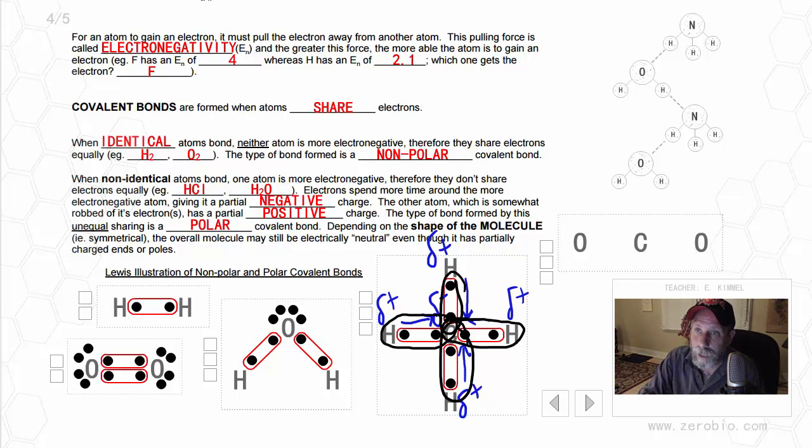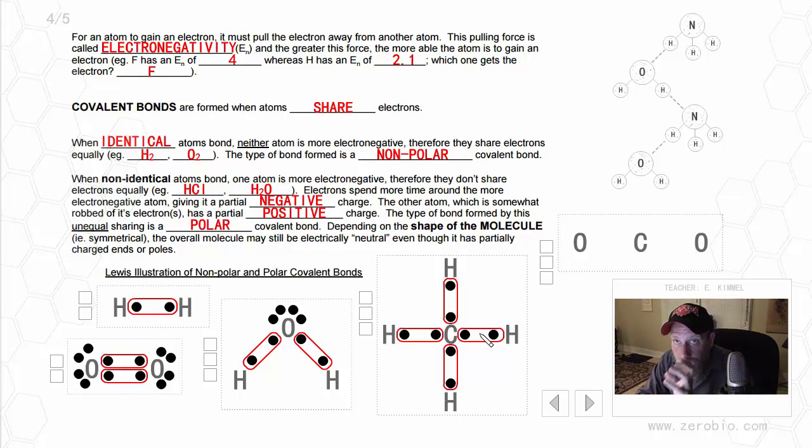I'm going to erase all of that. But because of the symmetry of the molecule, those pulling forces cancel out. So although the bond is polar covalent, the molecule as a whole is not.